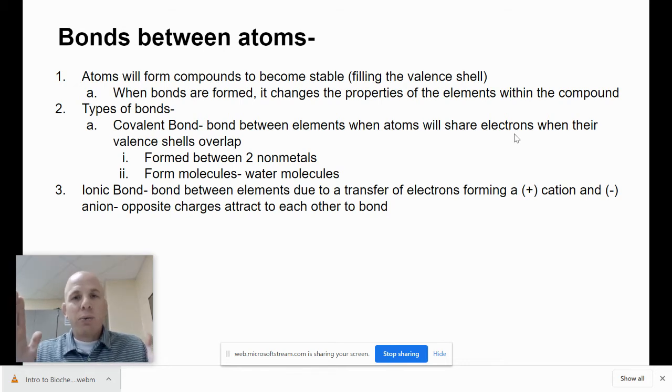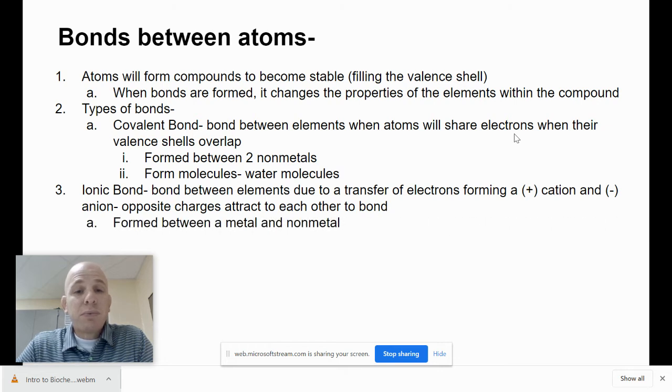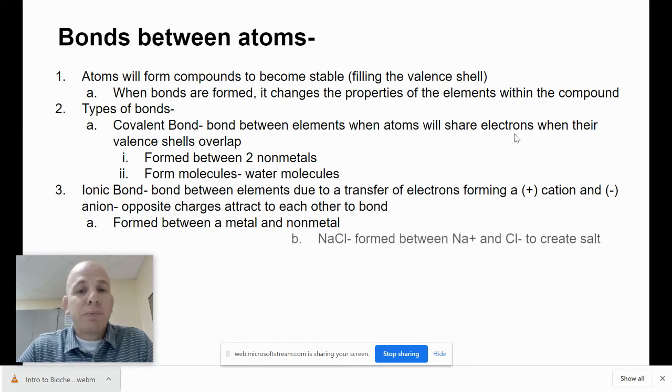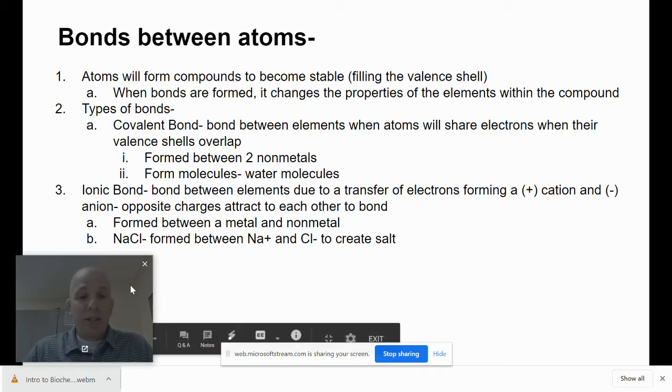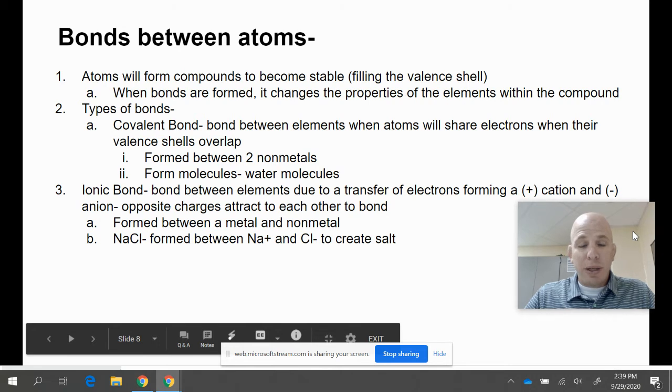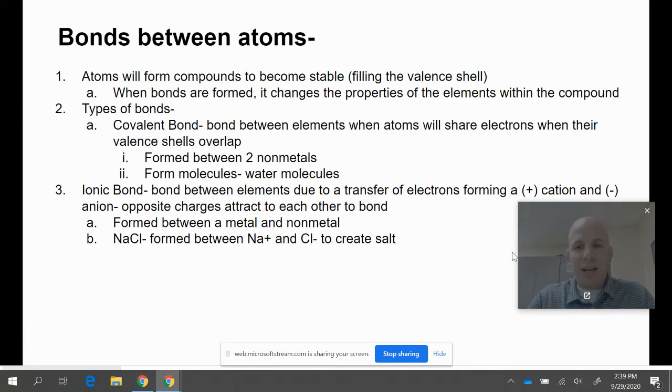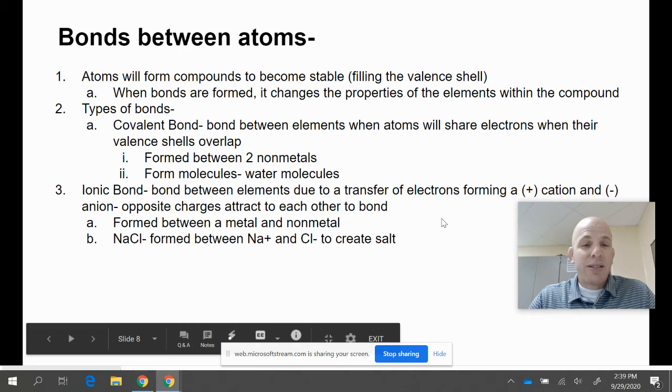Just like magnets, when I put the positive end of one magnet to the negative end of another magnet, they stick together. That's the same thing with these atoms, these cations and anions, they now attract to each other because of their opposite charges. These form between a metal and a non-metal. Remember, that's like the left side of the periodic table bonding with the right side of the periodic table. A great example of that is NaCl, which is table salt. So I just talked to you a moment ago about how sodium and chlorine form different anions and cations. Well, when they do those, they stick together.